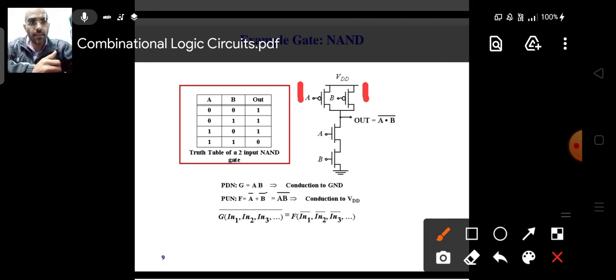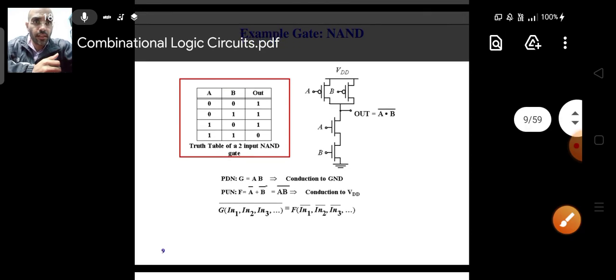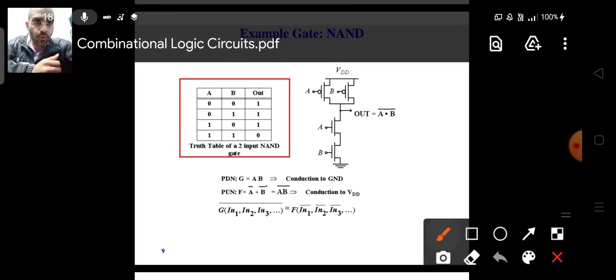But if one of them is 0, let's say this is 0 and this is 1, then what will happen? Whichever input is 0, that transistor will be on, whereas the other transistor will be off. If both the inputs are 0, then no problem, both the transistors will be on. Although there will be a little difference in the resistance, because in the worst case one transistor will work, whereas in the best case both will be on. So the amount of current which will flow through the path will be different.